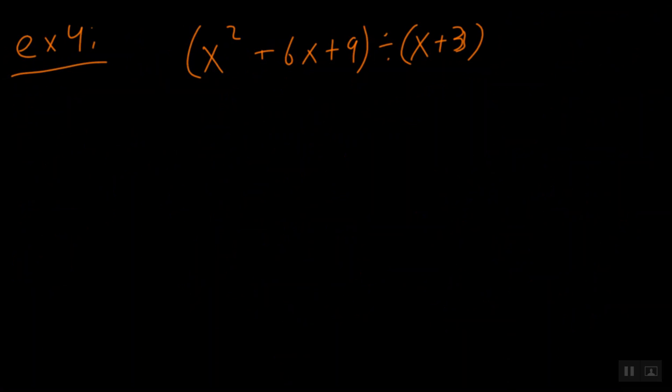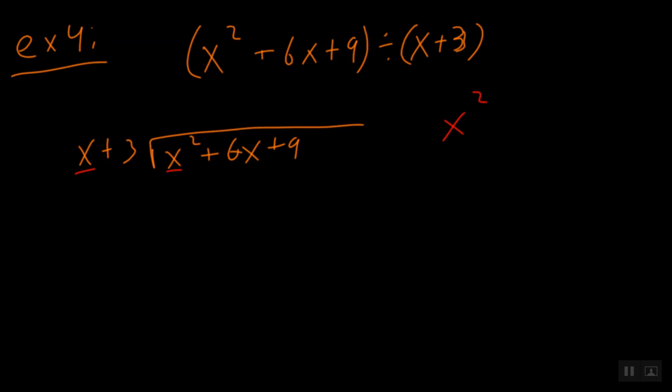Okay, here we have x squared plus 6x plus 9, and we're going to divide out x plus 3. So step number 1, we know that we will rewrite. So I can write x squared plus 6x plus 9. And on the outside I can write x plus 3. I start by dividing my leading coefficients. So I know x squared divided by x is equal to x. And I put x right there.